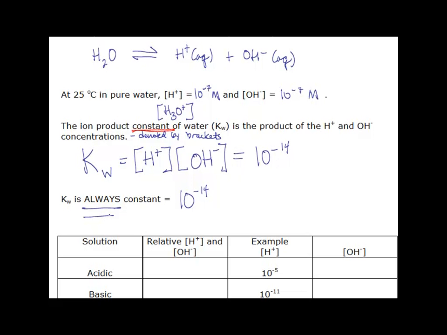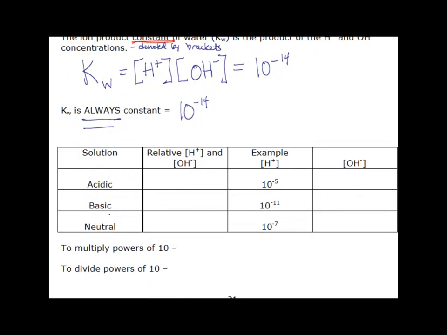So, if you look at this table, if you have an acidic solution, do you think you have more H plus or more hydroxide? You have more H plus. So your H plus concentration will be greater than your hydroxide ion concentration. As an example, if you have a hydrogen ion concentration of 10 to the negative fifth, what would your hydroxide ion concentration be? We know enough information at this point to figure this out.